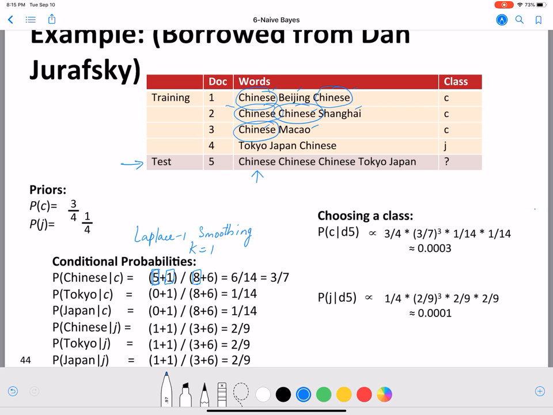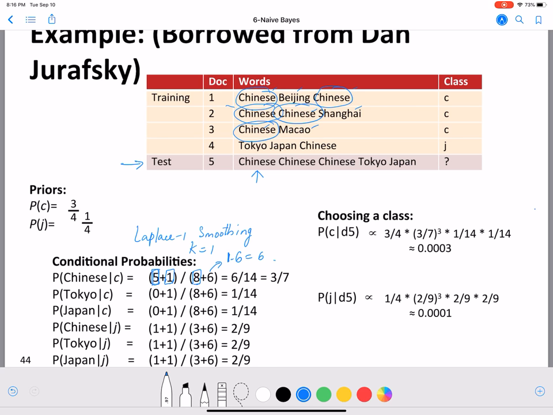Plus, for this part, we have 1 times the cardinality of X. The cardinality is the number of distinct words here. So Chinese is one word, Beijing is another word, Shanghai, Macau, Tokyo, Japan. So there are six unique words across all the four documents. And we multiply that by 1, which is the value of k. So that is equal to 6. Cardinality of features is calculated by the number of distinct words across all our training documents. And if you calculate that, that comes out to be 6 over 14.